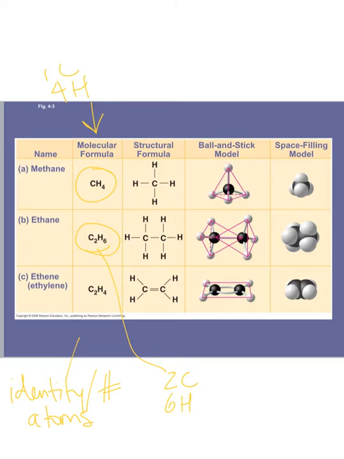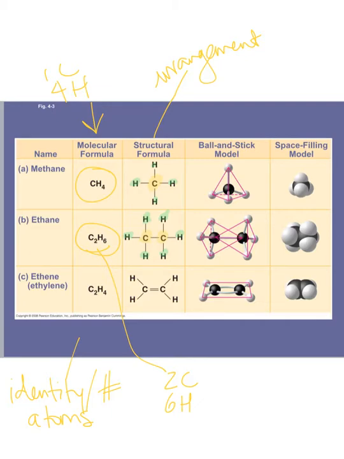So that's the molecular formula. The structural formula tells us the arrangement, or shows us, rather, the arrangement of those atoms. So here we can see we have a central carbon atom bound to the 4 hydrogen constituents in methane. In ethane, we have the beginnings of a small little carbon backbone, and then we have our 6 hydrogen constituents around that.